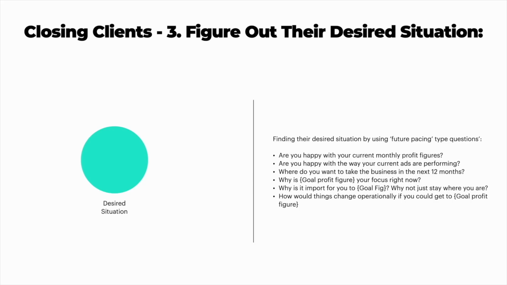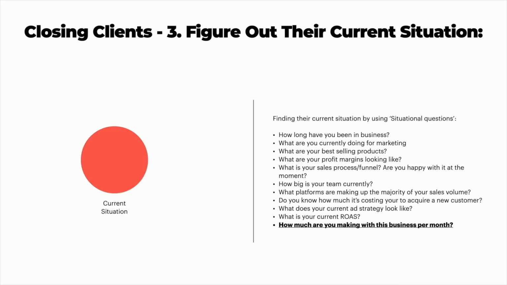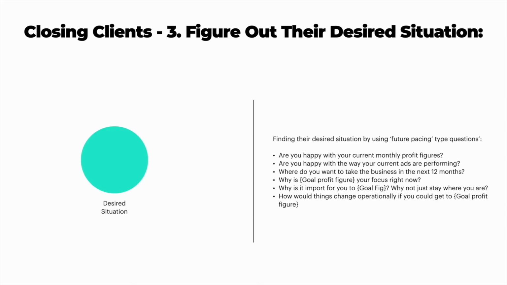That's how you figure out their desired situation, because on the previous slide they're at 10K per month. Then they're going to say, well, in 12 months time, we want to get that up to 80K per month.